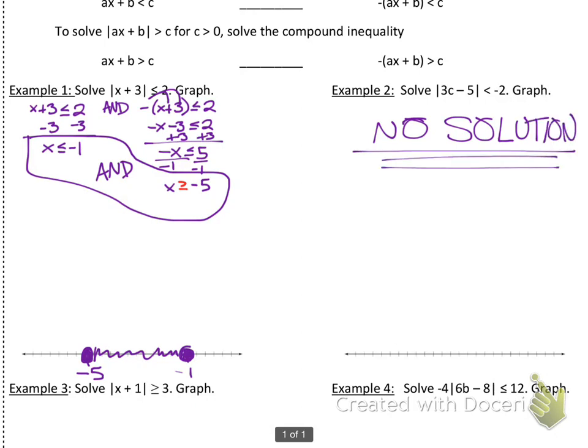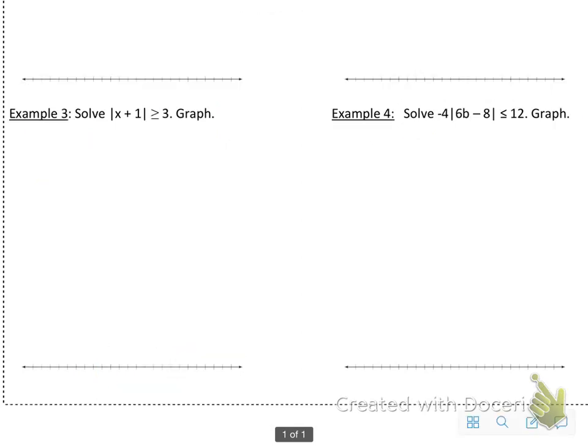It's not possible. It is not possible because you cannot have a negative absolute value. Okay? So, we can move on. Next page. Solve this.